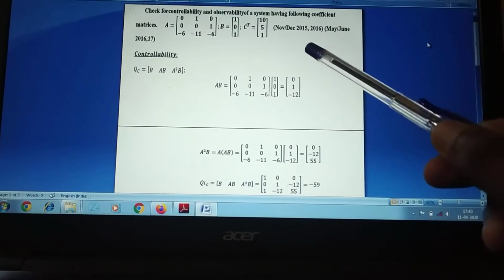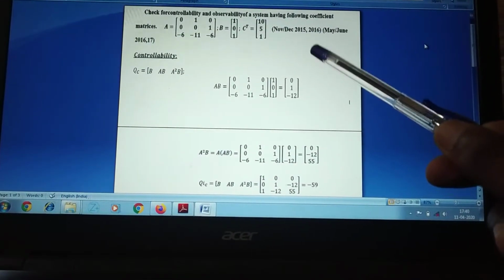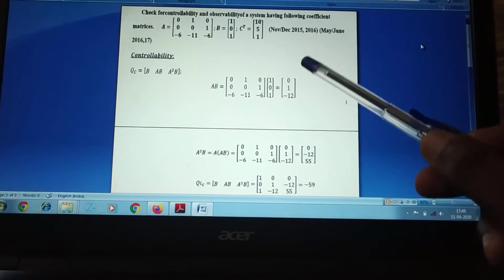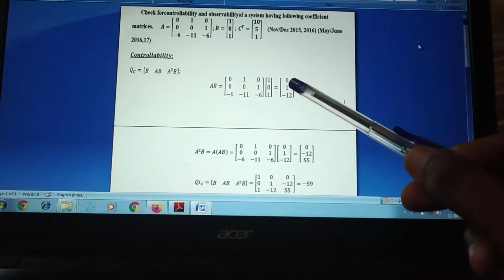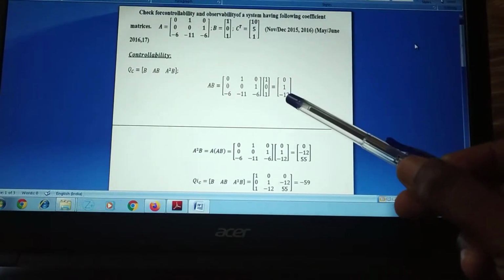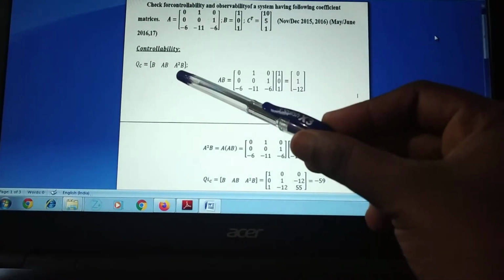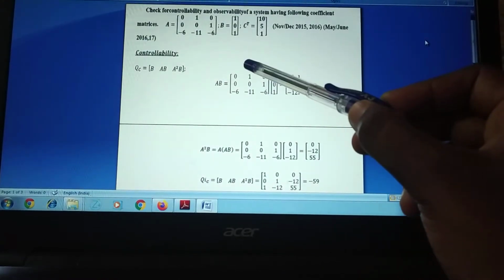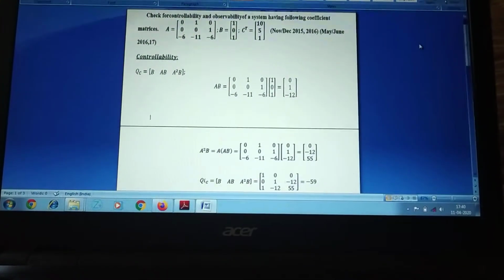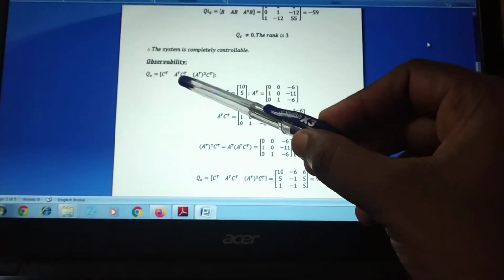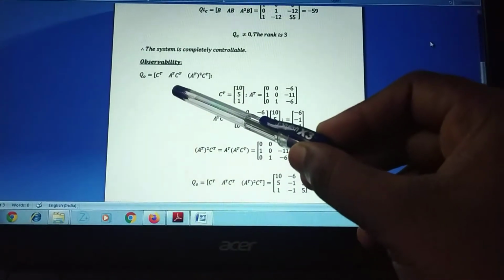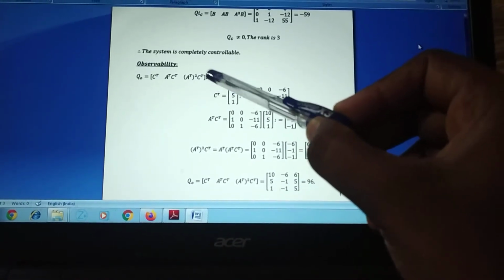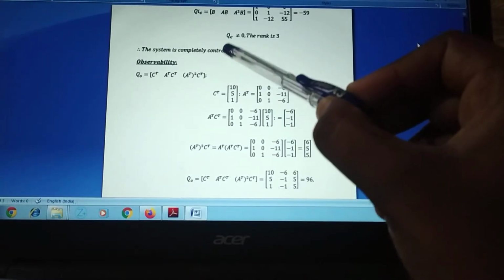Here we have to check two conditions: one is controllability and the other is observability. For controllability, how to identify whether the system is controllable? The condition is Qc = [B, AB, A²B]. If the determinant of Qc is not equal to 0, the given system is controllable. And the same for observability: Qo = [Cᵀ, AᵀCᵀ, (Aᵀ)²Cᵀ]. If it is not equal to 0, the system is observable.